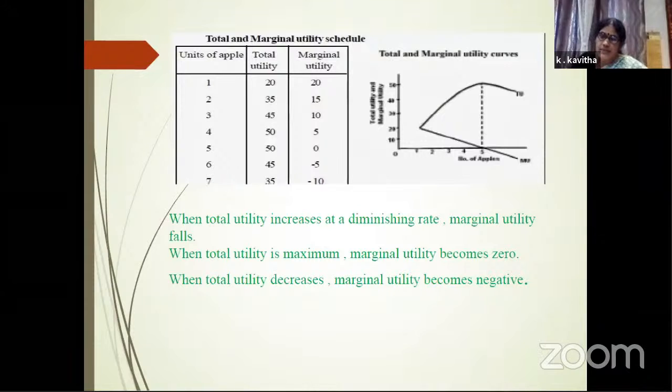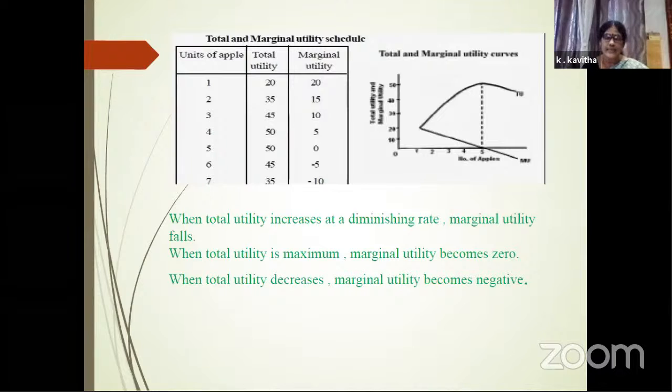One thing you remember, students: this is a very, very important topic for your IPE. It is compulsorily covered every time in the IPE. That's why please try to understand here. Till now we have gone through the cardinal and ordinal approaches, total utility, marginal utility, Alfred Marshall's definition, statements, and the assumptions of this law. Now we are going to the illustration.